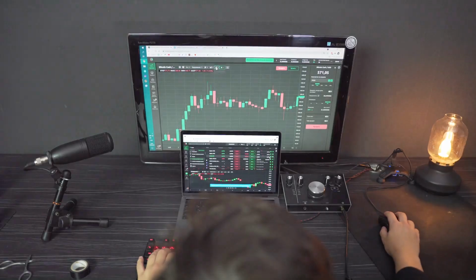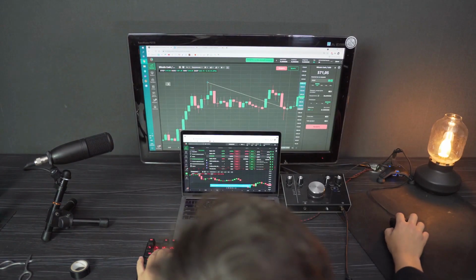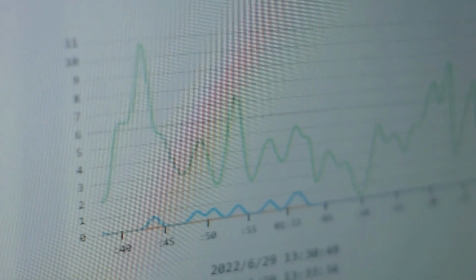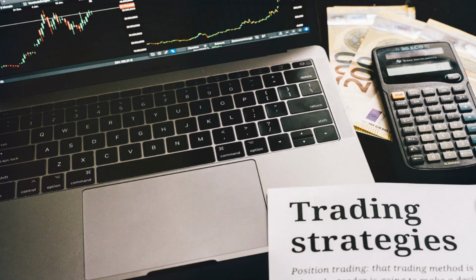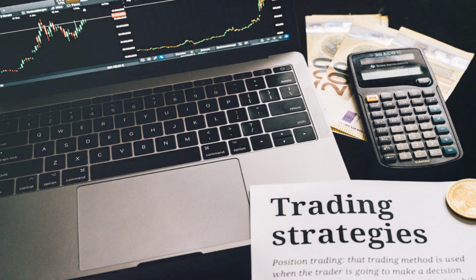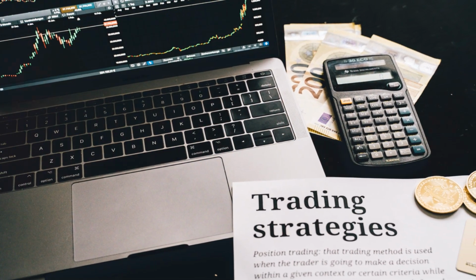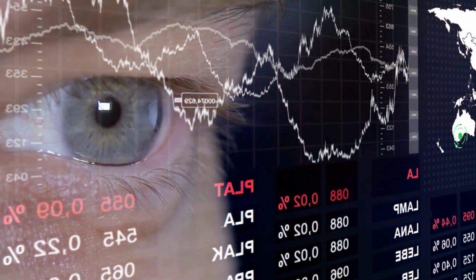Imagine this. You're making 50 to 100 trades a day with a 1% risk per trade. A couple of losing streaks, and you're down significantly. That's why understanding and implementing robust risk management is non-negotiable in scalping. The name of the game here is preservation.